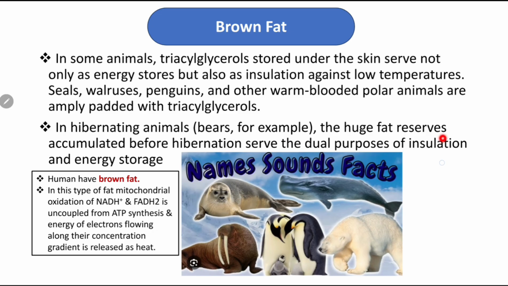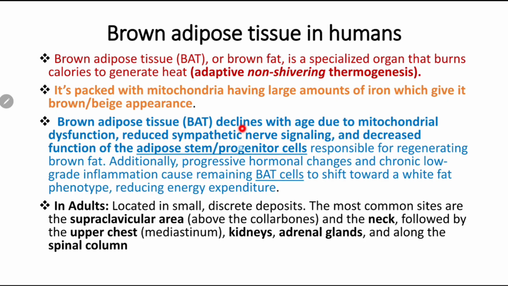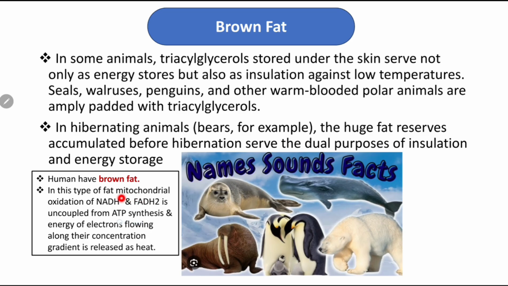What is brown fat? Brown fat or brown adipose tissue is rich in mitochondria, and the mitochondria have large amounts of iron that gives it brown or beige appearance. And the important feature is the oxphos that happens there, like oxidative phosphorylation happens in mitochondria, but in brown adipose tissue, oxidation is uncoupled from phosphorylation because of uncoupling protein, thermogenin being one of them.